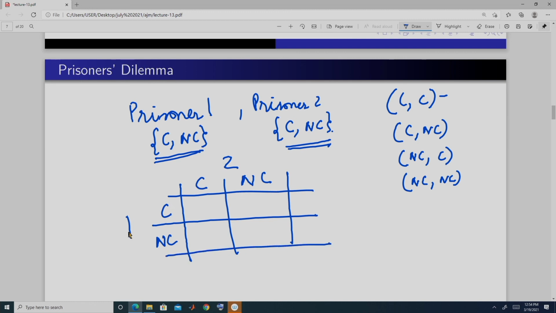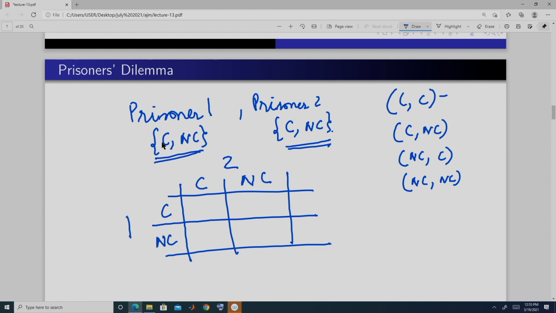This is when player 1 is choosing C and player 2 is choosing not C. This is when player 1 is choosing not C and player 2 is choosing C. This outcome is when player 1 is choosing not C and player 2 is also choosing not C. C, that is confess, and not C is non-confess.